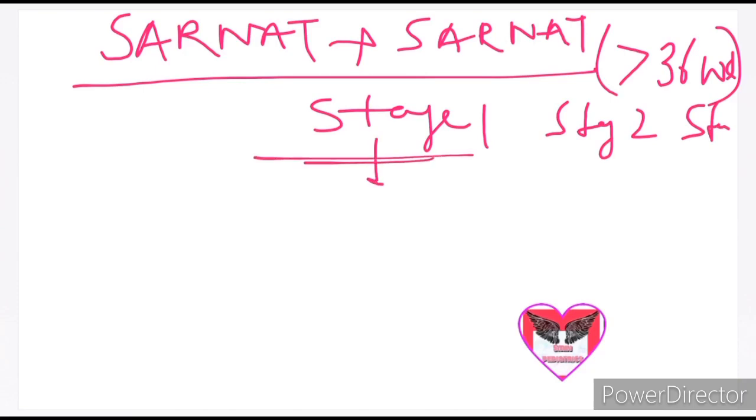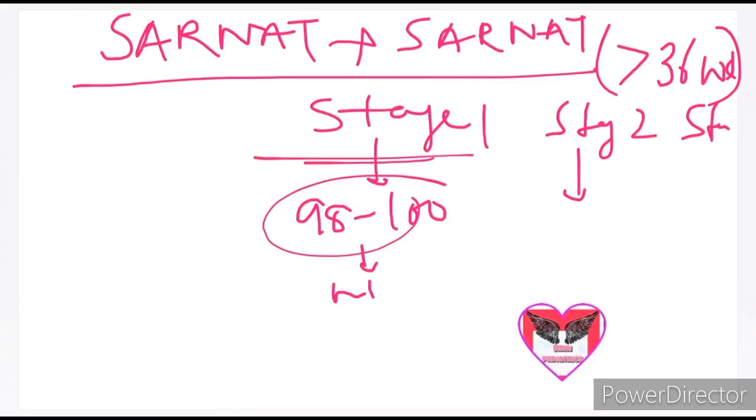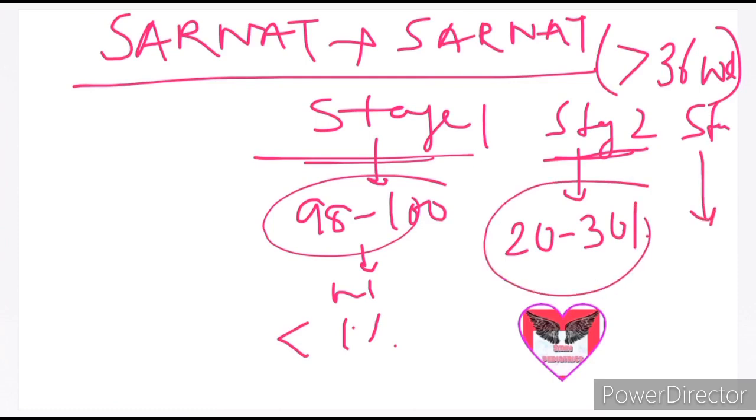For stage 1 we have almost 98 to 100% normal neurological outcome, and mortality is less than 1%. In stage 2 we have 20 to 30% mortality, and in stage 3 we have 50% mortality and 50% survival, with 100% poor neurological outcome. So let's start with stage 1. Here we have mnemonics A to H.